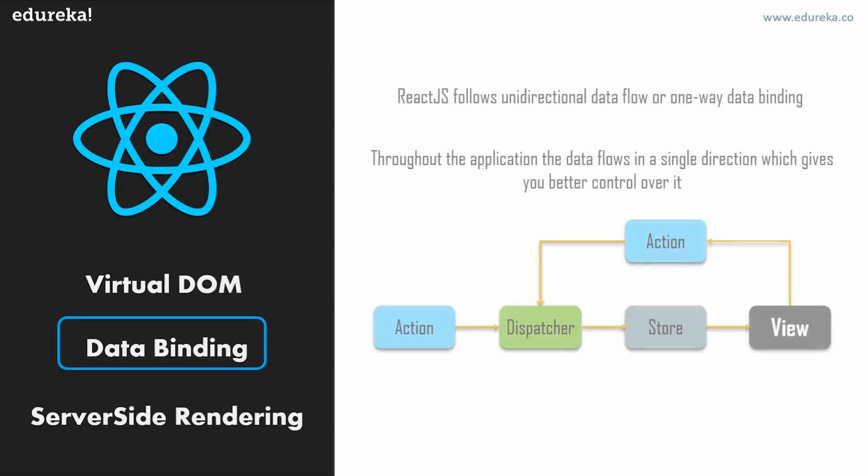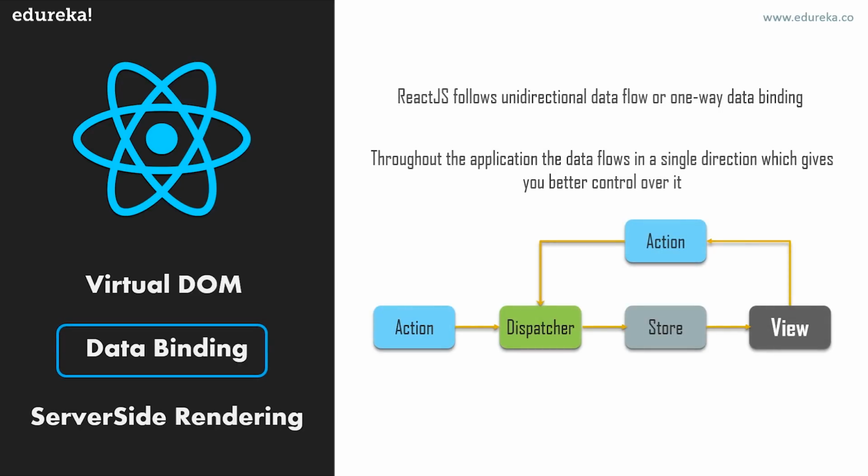Now let's talk about another aspect of React.js, which is data binding. It's very important to learn that React.js follows a unidirectional flow of data, or one-way data binding, as compared to other frameworks which support two-way data binding. So in React.js, throughout the application, the data flows in a single direction, which gives us better control over the application.